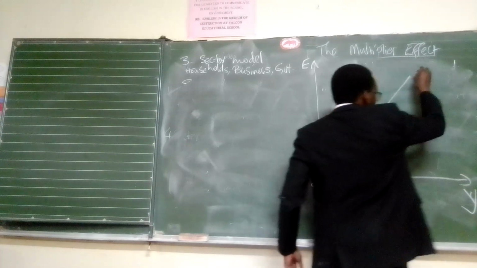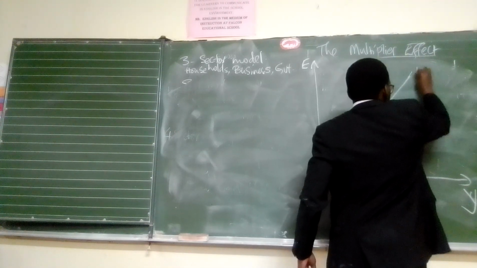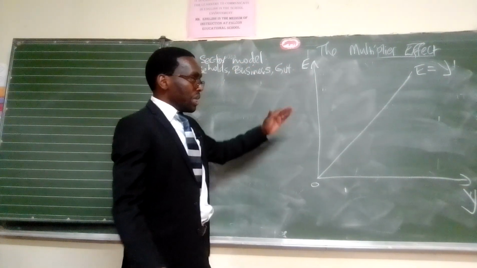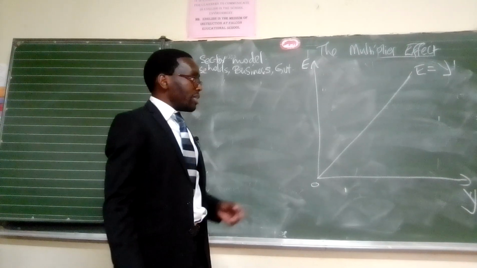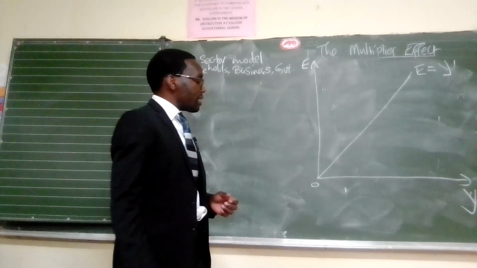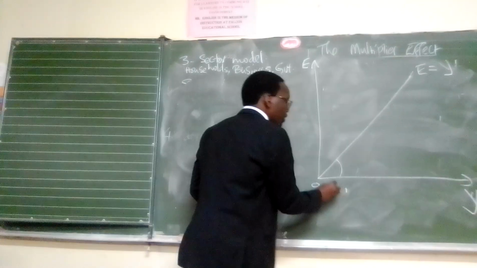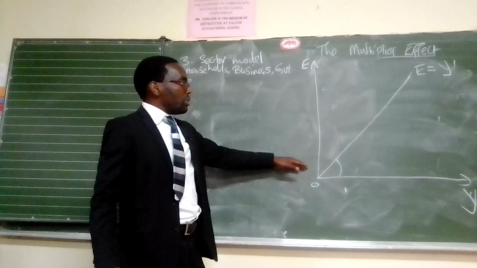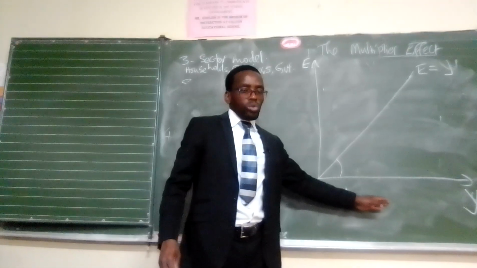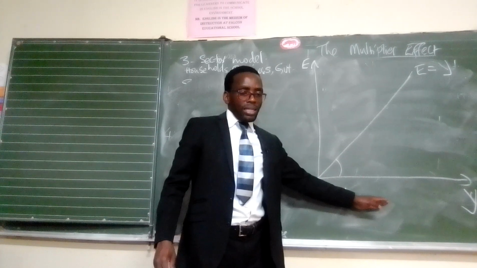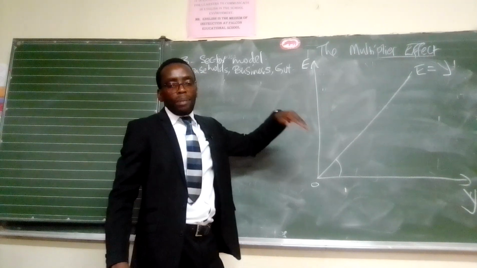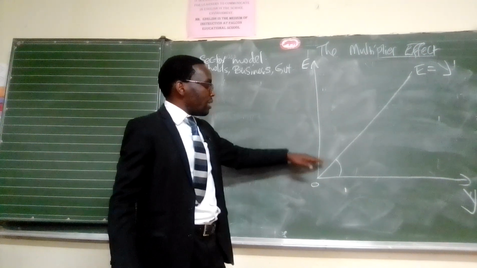And then I'm going to draw my 45-degree line. This 45-degree line indicates expenditure being equal to our income. That's what it is indicating. Now, you need to understand that when it's a 45-degree line like this, it shows that any additional income that is received is going to end up resulting in an equal change in the amount of money that has been spent.